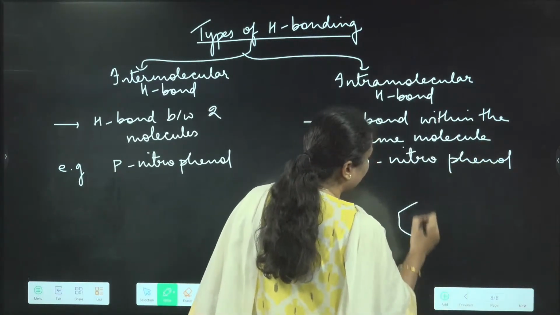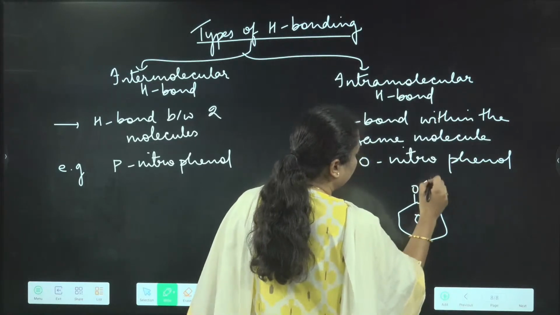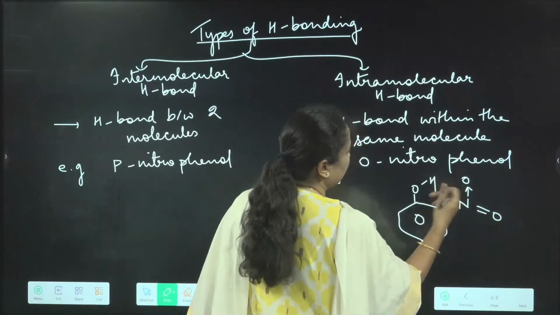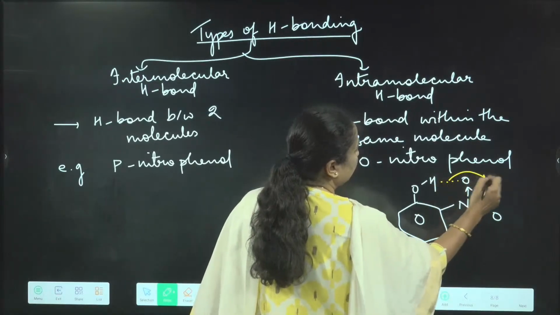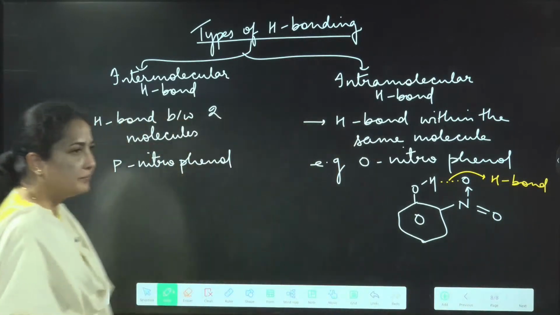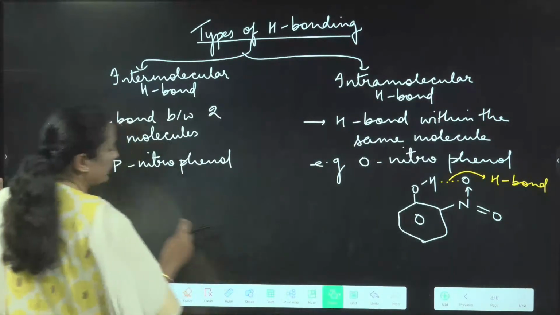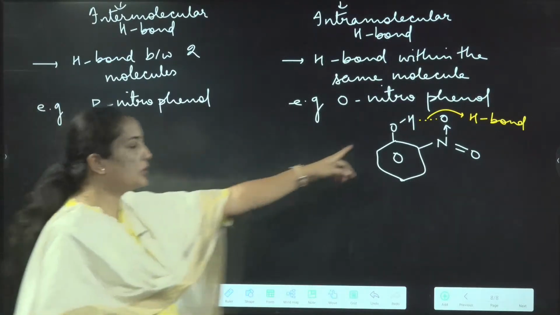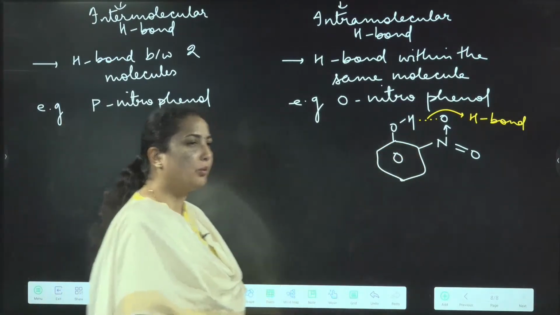So in case of orthonitrophenol, are you able to see the condition for hydrogen bonding? It is present here within the same molecule, and they're nearby. So intramolecular hydrogen bonding is happening. Hydrogen is connected to a more electronegative atom, which is oxygen, and you have a lone pair donor atom there.